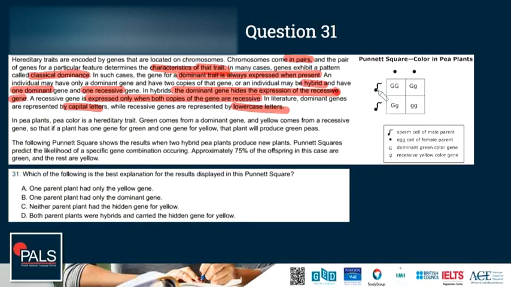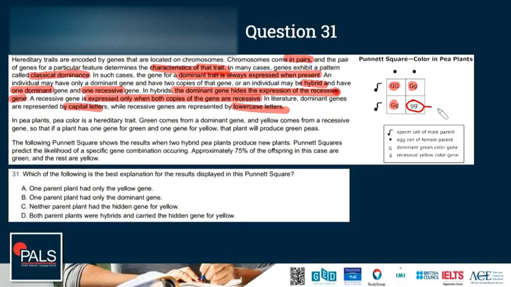Let's have a look at this Punnett square here. These are the possible combinations for the offspring. Big G is green. Big G, small g will be green as well. This will be green as well, as it told us in the text. 1 dominant, 1 recessive will give the dominant color only.